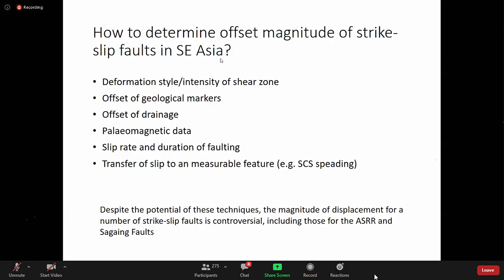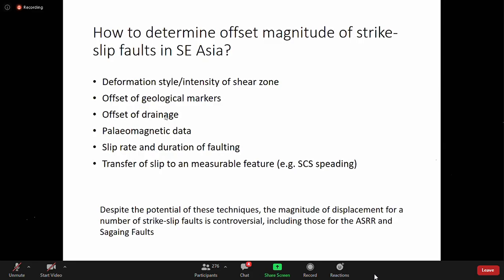So there are inconsistencies with this model. Another issue with these faults is determining the magnitude of strike slip deformation. We can look at the intensity of deformation within the shear zone and get some idea of the likely magnitude. At least, was it kilometers or tens of kilometers? Offset of geological markers would be good, but they're rarely reliable.